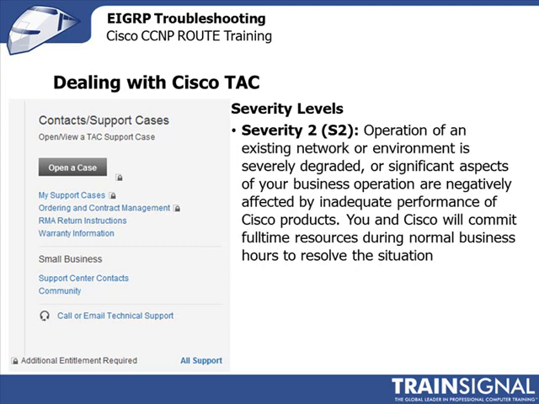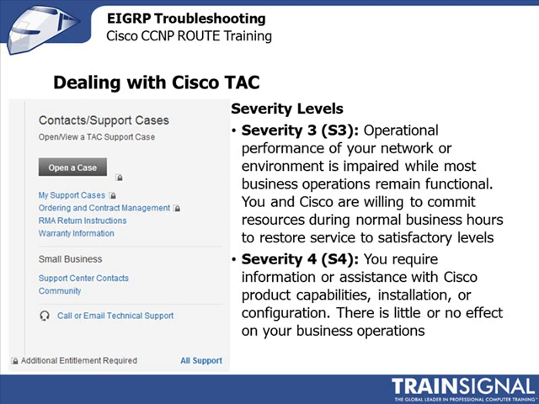Severity 2 is the network operation is severely degraded. It's still operational, but it's degraded, and significant aspects of the business operation are negatively impacted by the lack of performance of the network. You and Cisco will commit full-time resources during normal business hours, 8 to 5, Monday through Friday, and so forth, to be able to resolve the situation. So there are problems, they need to be resolved quickly, but it's not as though the network is down.